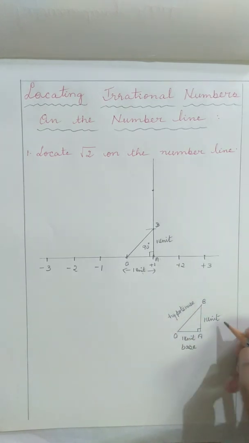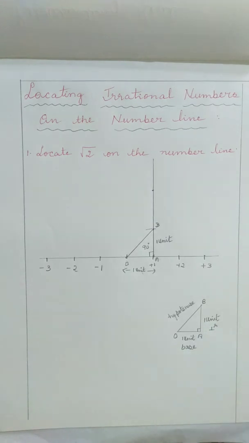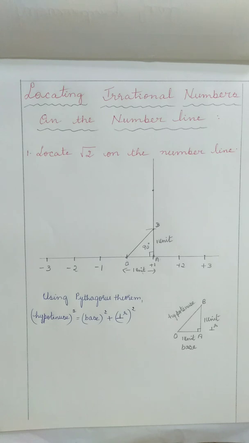We know that BA is the perpendicular, and it is represented in this form. Now when a right angle triangle is there and we have to find the value of the hypotenuse, we should apply the Pythagoras theorem. So in the Pythagoras theorem, we know that the square on the hypotenuse is equal to the sum of the squares of the other two sides.